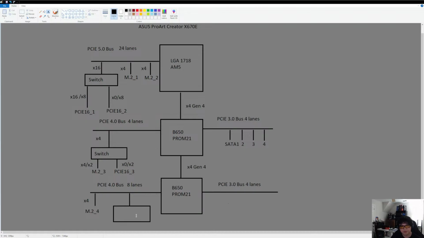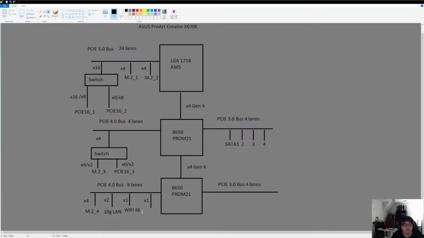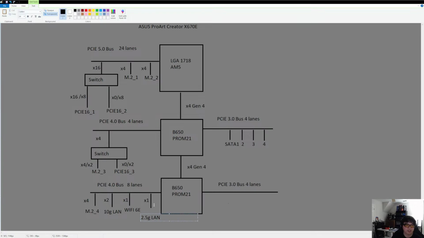You know what? No, I think they haven't done it that way. I think they've done this in a different way. I think what they've done is over here, they've got 2 lanes for 10 gig LAN. So that's 6 out of 8. So that means we have 2 lanes left. 1 lane will go to Wi-Fi 6E. And the final lane on this bus, the very last lane, goes to the standard Intel 2.5 gig LAN. So this is how I think they've done this.